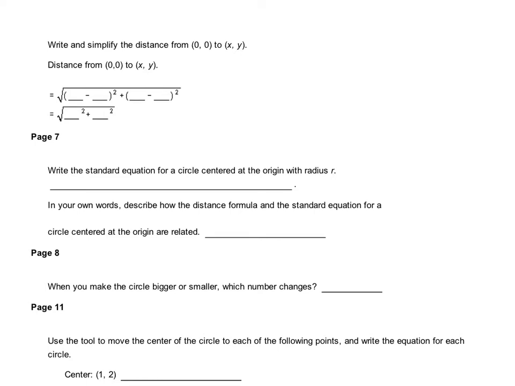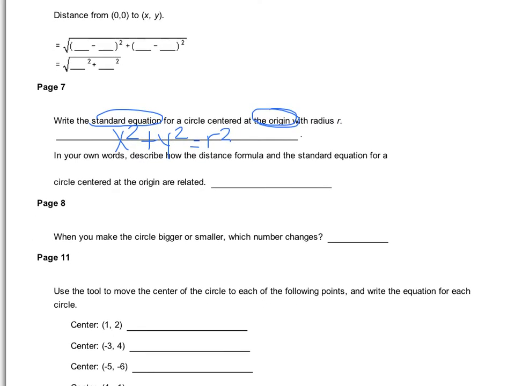So we can actually use a form of the distance formula to help us figure out the equation of a circle. So the equation of a circle centered at the origin, that's important, is x squared plus y squared equals r squared. So when you make the circle bigger or smaller, you are changing the radius.